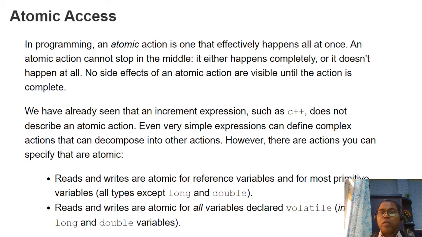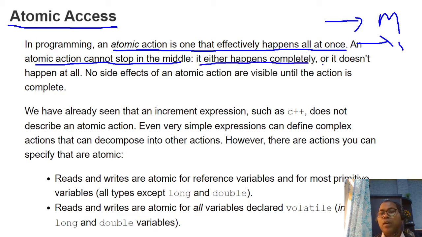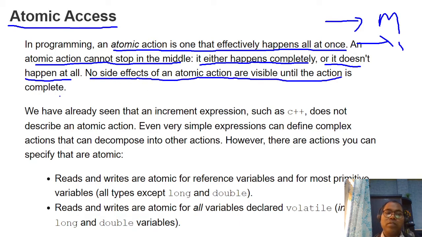So here we talked about the synchronized method and synchronized statement. Sometimes we hear the word atomic. An atomic action is one that effectively happens all at once. An atomic action cannot be stopped in the middle. It either happens completely or it doesn't happen at all. No side effects of an atomic action are visible until the action is completed.